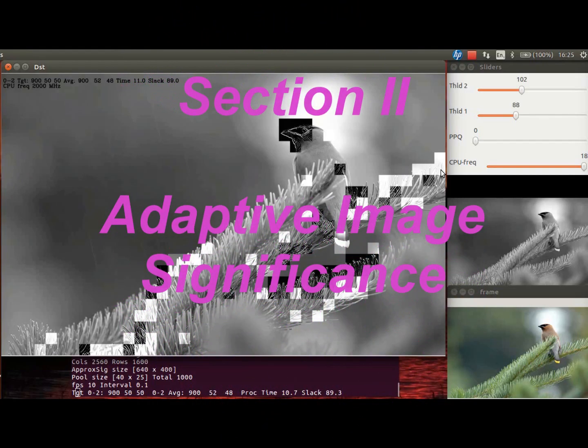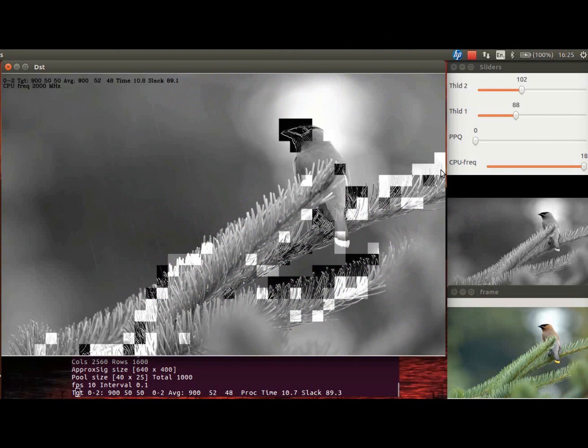So now we move on to adaptive approximate image significance. By using 2 separate threshold levels, we can easily classify areas of the image into 3 levels: low significance, or 0, where no processing takes place; medium significance, 1, where a 3x3 convolution is performed; and high significance, 2, where a more accurate 5x5 convolution is performed.